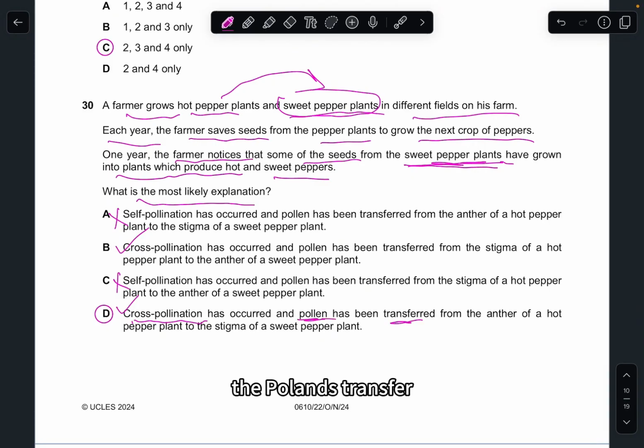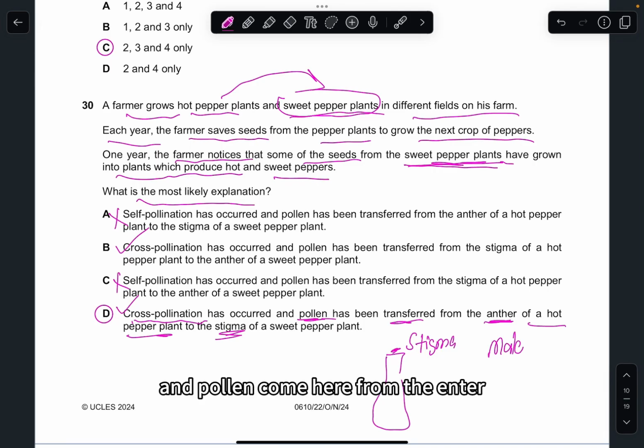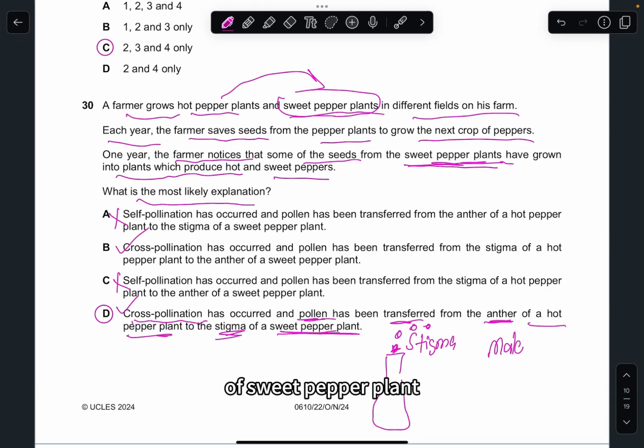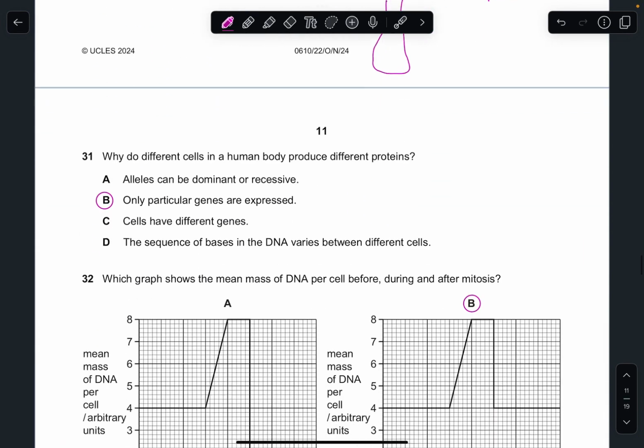The pollens transfer from the anther. The anther is the male part of a hot pepper plant, onto the stigma of the, if you draw the ovary, this is the stigma, this is the stigma, and pollen comes here from the anther of the hot pepper plant. So from the hot pepper plant they move to the sweet pepper plant. So it's a cross pollination.